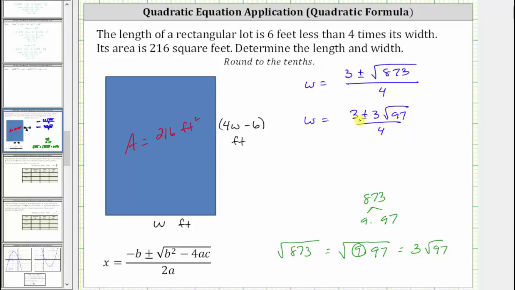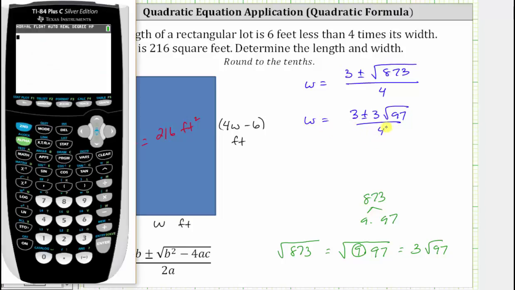And now let's go to the calculator and get a decimal approximation for the two solutions. To evaluate this correctly, we need parentheses around the numerator. So we have open parenthesis, and then 3 plus 3 square root 97. To get out from under the square root, we press the right arrow, close parenthesis, and then divided by 4. Rounding to the nearest tenth, we have approximately 8.1.